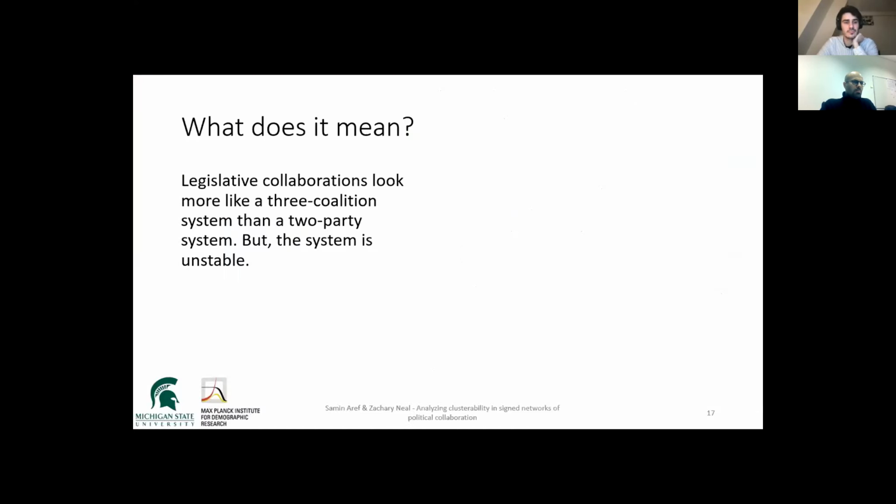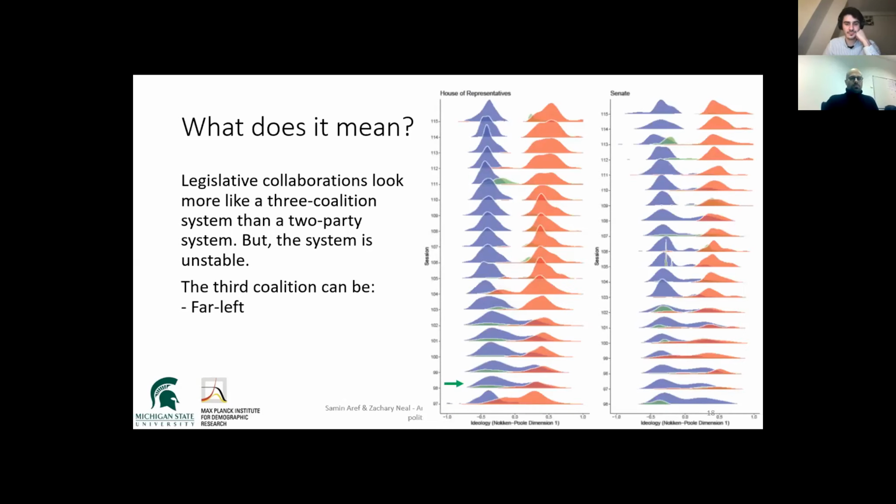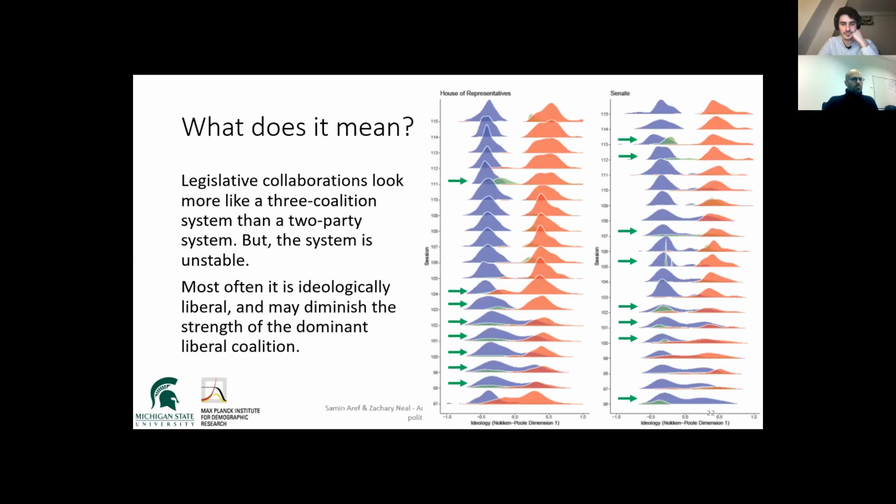So what does this all mean? Well, at this point, these are preliminary findings, and we're not entirely sure. We'd welcome your feedback and suggestions, but we think we're seeing evidence that legislative collaborations in the United States Congress look more like a parliamentary 3-coalition system than a simpler 2-party system. However, that system is unstable. The 3rd coalition can be far left, or center left, or center right, and even in some sessions can be trivially small. However, it looks like most often this 3rd coalition is ideologically liberal. This is important because it means that the 3rd coalition may diminish the strength of the dominant liberal coalition.